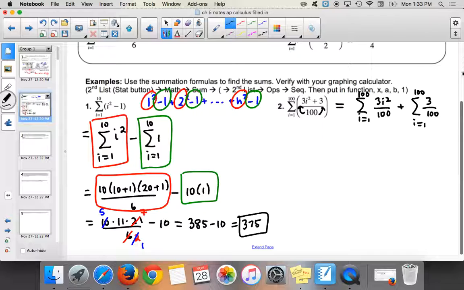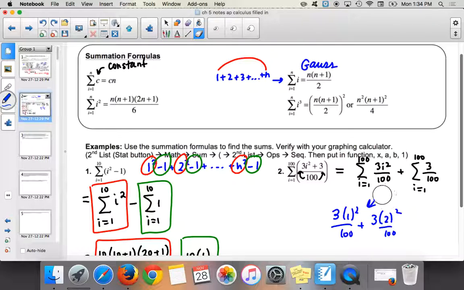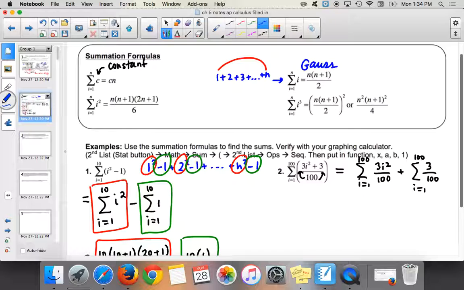Our goal is to get it into one of these four forms, to break it apart so we can see what the sum is going to be. Imagine writing this part out right here. Don't write it, but look up here. If I have 3i squared over 100, isn't that 3 times 1 squared over 100 plus 3 times 2 squared over 100? What do they all have in common? 3 over 100. Can we pull that outside of the sum? Yep, it's just the distributive property. I factored out a GCF, basically. So I have 3 over 100 times the summation of i squared going from i equals 1 to 100.